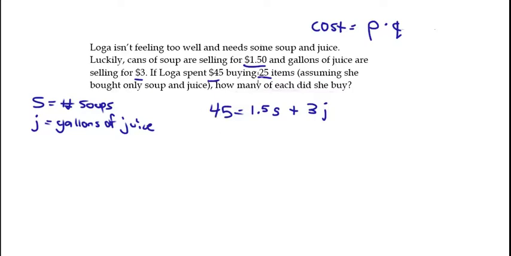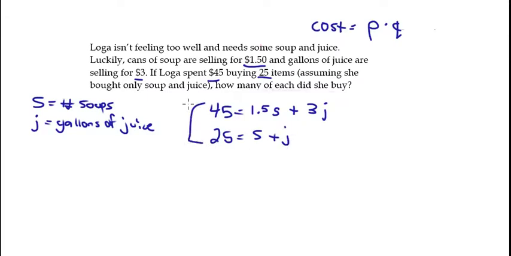And this is where this 25 comes in. We used all these values up here. This other one is going to come into play. If we have 25 items, and she only bought soup and juice, then what do you think? The total number of soups plus the total number of juices should equal 25, right? So that's just represented by S plus J. The total number of soups plus the total amount of gallons of juice should equal 25.